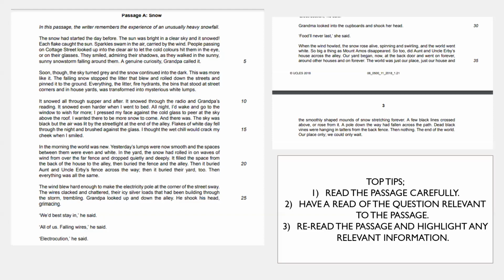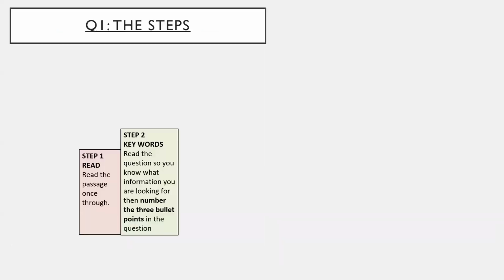So the steps. Step 1 is read. Read the passage once through. Step 2 is keywords. Read the question so that you know what information you are looking for, and then number 3, bullet points in the question. So highlight the important information.